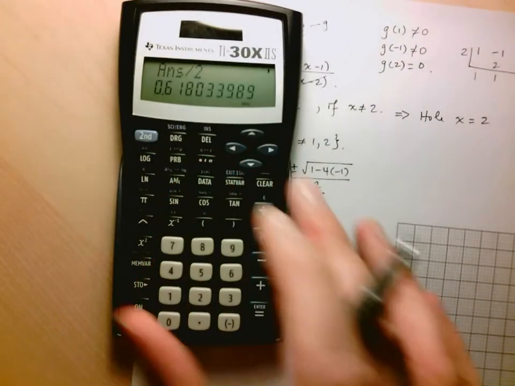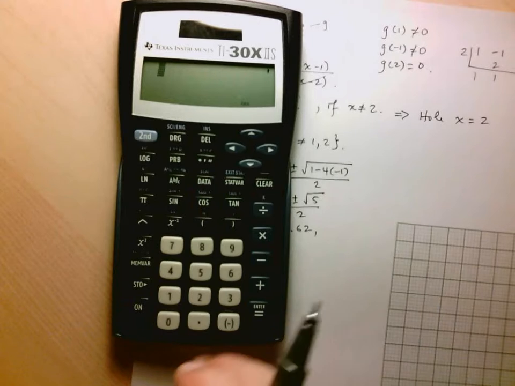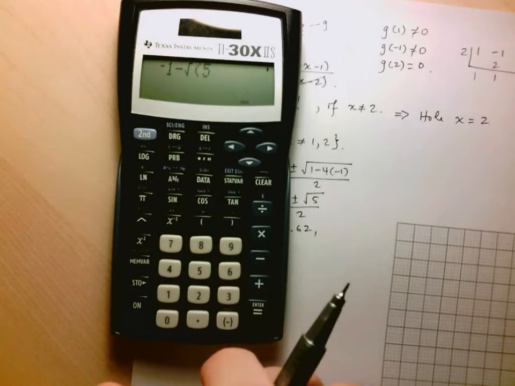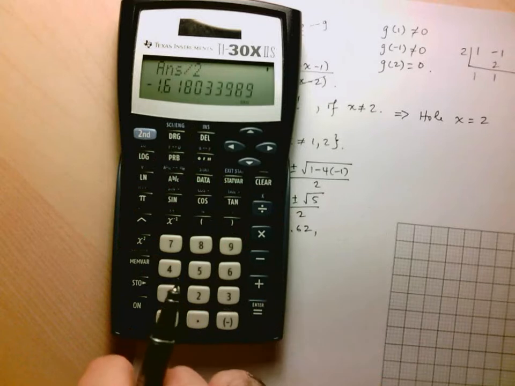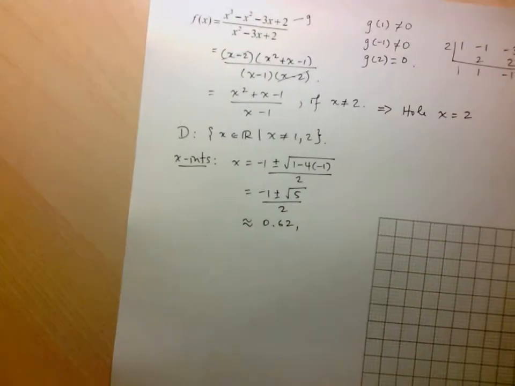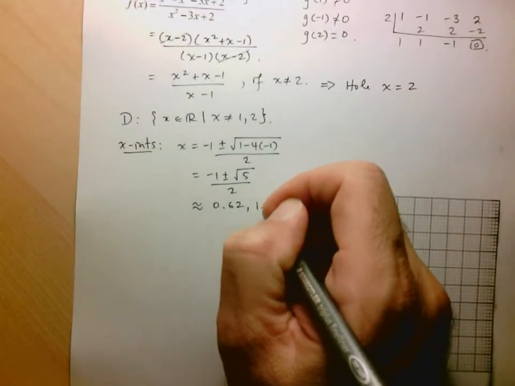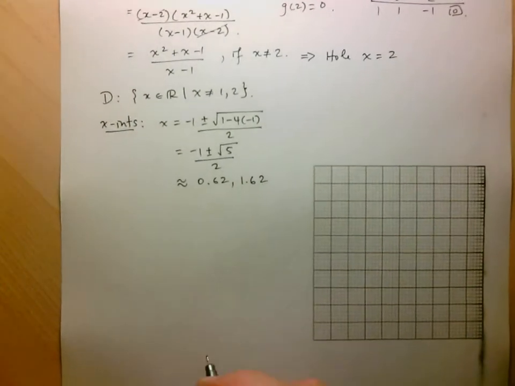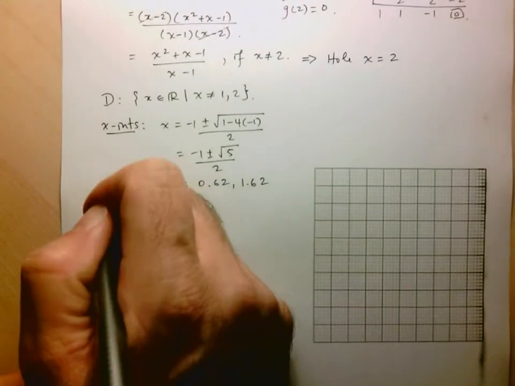And then the other one will be negative 1 minus square root of 5, and then divided by 2. So about negative 1.62. Okay, honestly, I could have even worked with just 0.6 and 1.6. Okay. Let's go for the y-intercept.